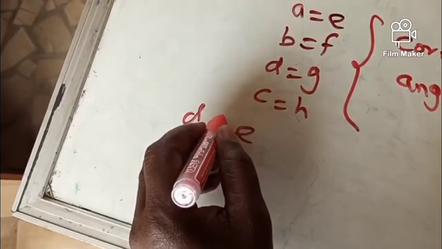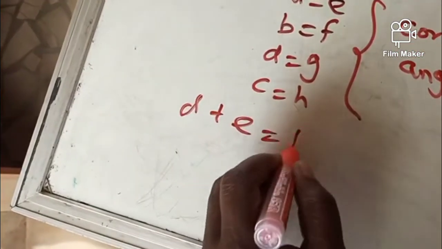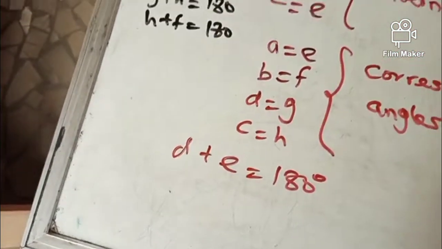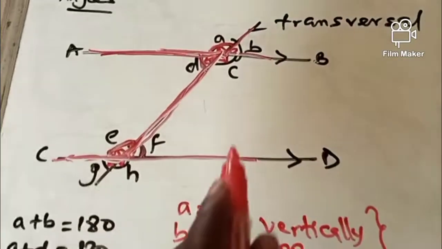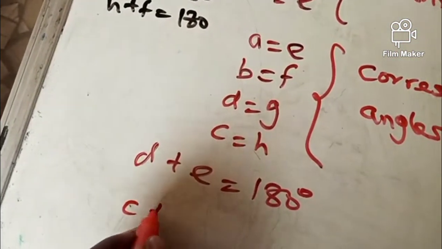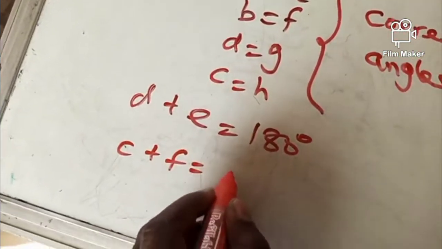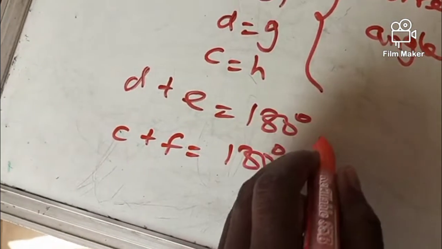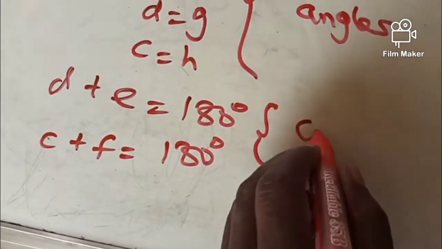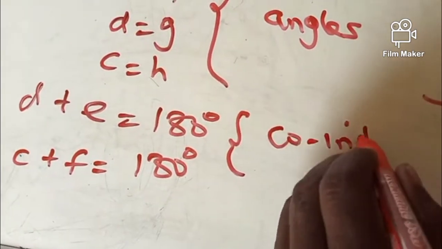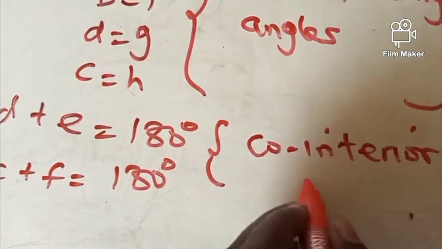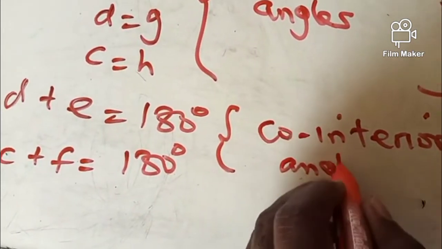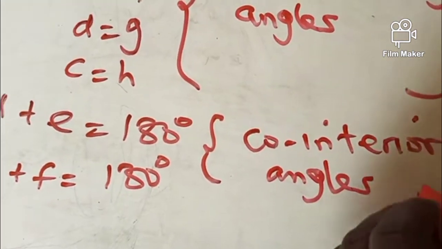And co-interior angles, their sum is 180 because they are supplementary. The same thing with C and F. C and F, they are co-interior, so their sum will be 180 degrees. That's for co-interior angles.